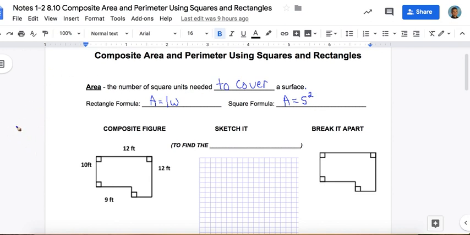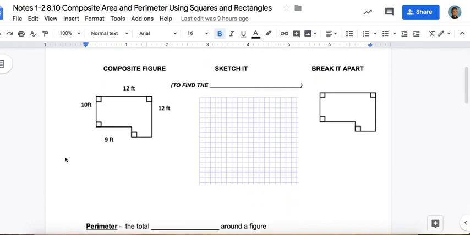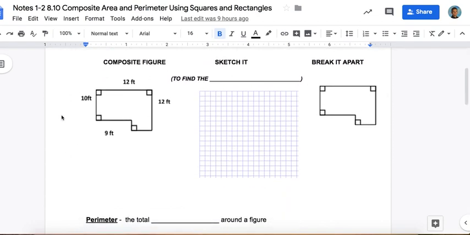So when you have a composite figure, we want to, of course, break it apart like we have here. And I'll show you how to break it apart. And then we can sketch it to find the missing side lengths. When we break it apart, I could break it apart here or I could break it apart here. It doesn't matter, but I'm going to go ahead and break it apart right here.